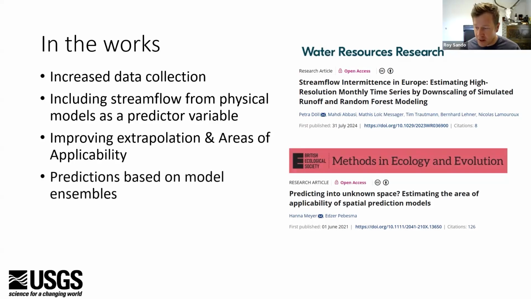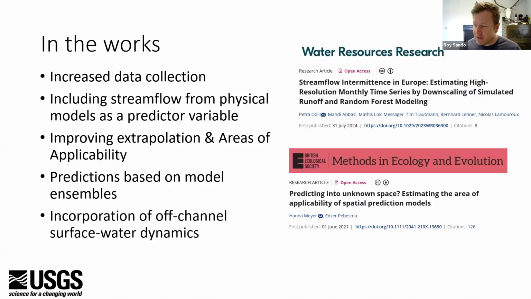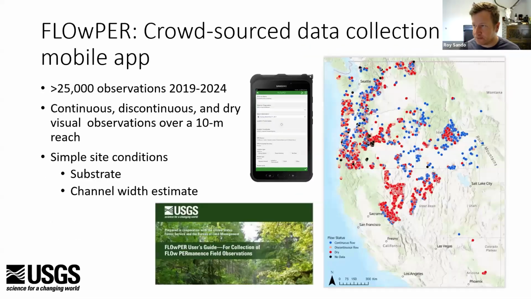Predicting based on model ensembles. As we develop more modeling approaches and methods, not necessarily getting rid of the old ones, but coming up with an average or ensemble of those predictions will be most informative. And finally, incorporating off-channel surface water dynamics. Linking up our streamflow permanence models with observed surface water dynamics from remote sensing will allow us to come up with more holistic products.